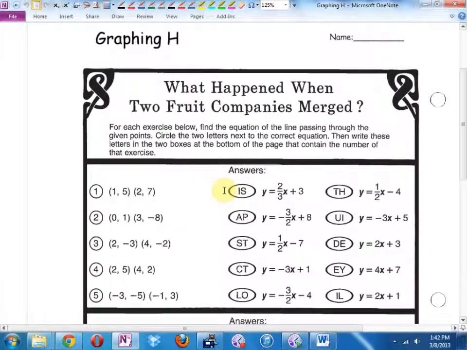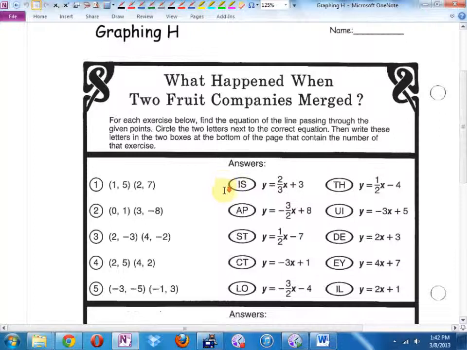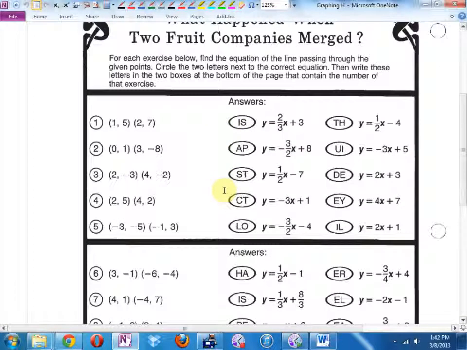But what happens when 2 fruit companies merge? What was the dumb punchline? Oh, you didn't get it? Oh, you don't remember it? Okay. Well, we'll have to do it another time.